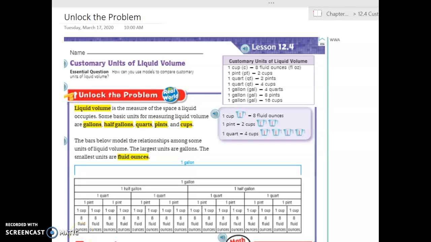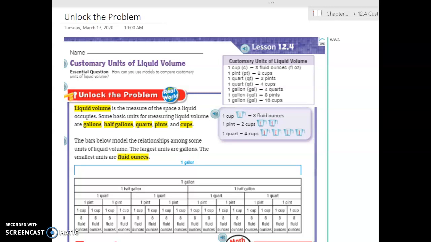Hey everybody, welcome to lesson 12.4, Customary Units of Liquid Volume. Now we're going to go into the vocabulary of what liquid volume is in just a moment, but I just wanted to let you know that I added this table here, which will help us in a little bit.